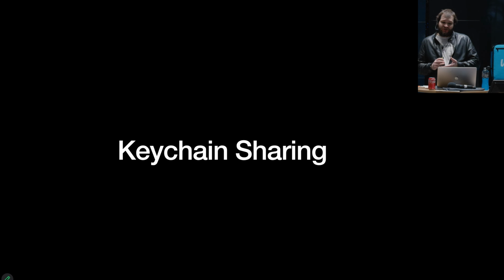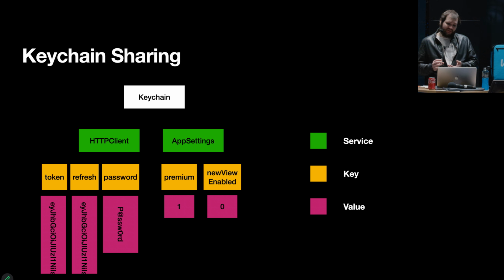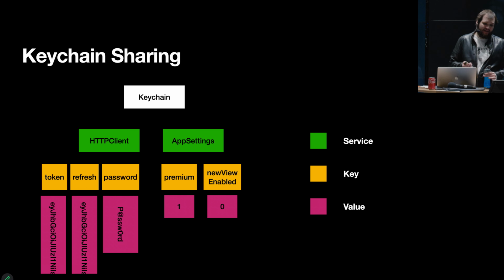Now let's go to keychain sharing. Let's remember our schema from earlier. It looks like this, and this is an example. We have two categories, two services in this case, and let's imagine we want to share this with an app extension or a second app that you have.